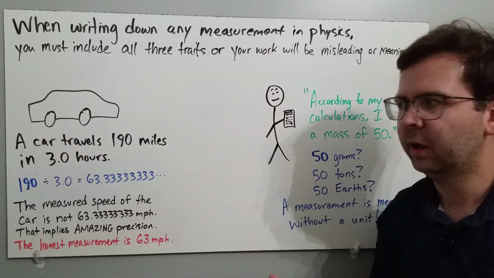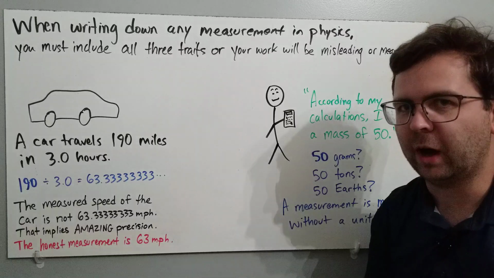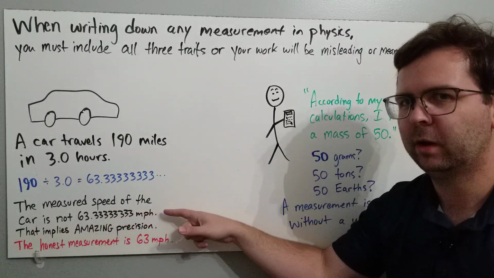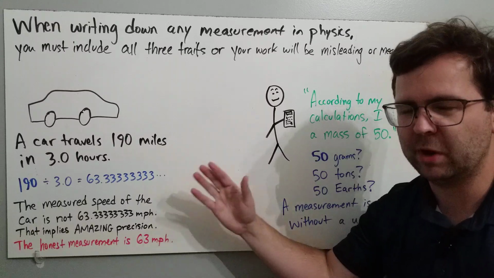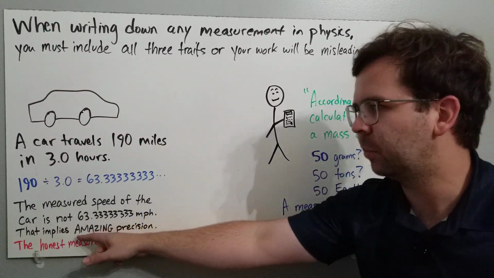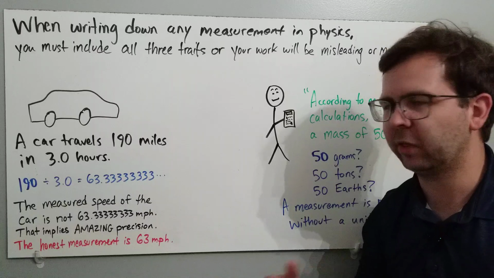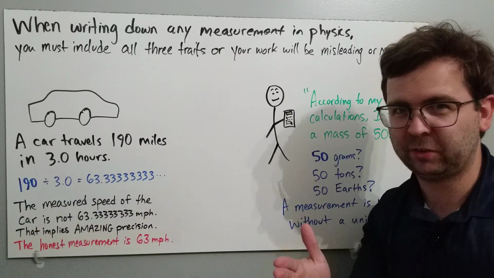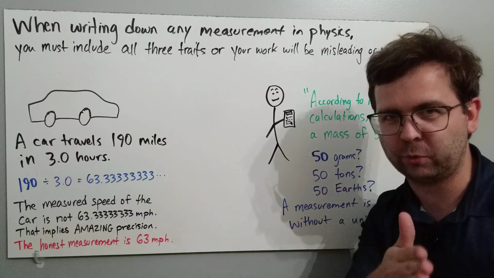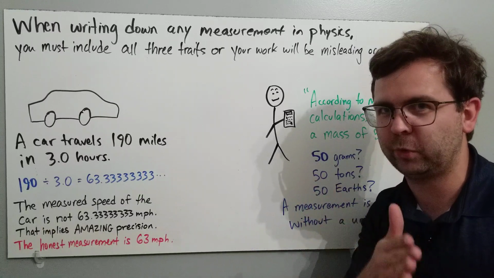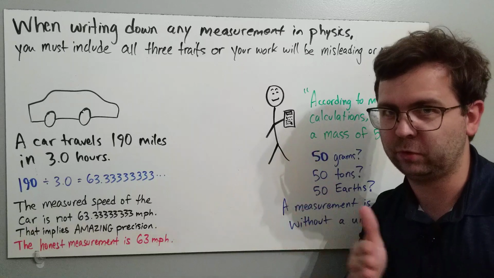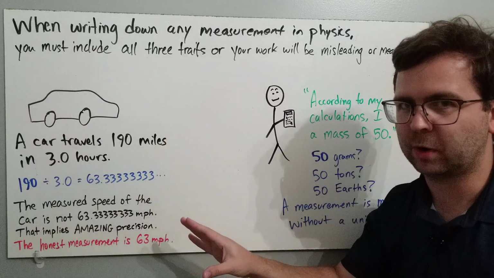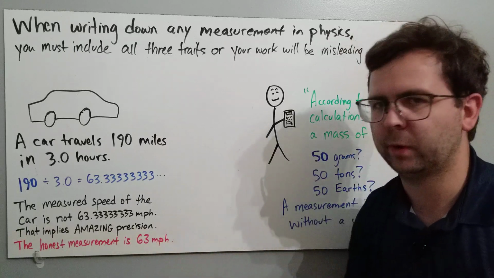Okay, so when you go in to write down your answer, you go to tell the teacher the speed of the car. The measured speed of the car is not 63.33333333 miles per hour. That is not the measured speed of the car, because that implies amazing precision. You're telling me that you measured the car to have an average speed that precisely? No. So the honest measurement for this particular problem is the car speed is 63 miles per hour.